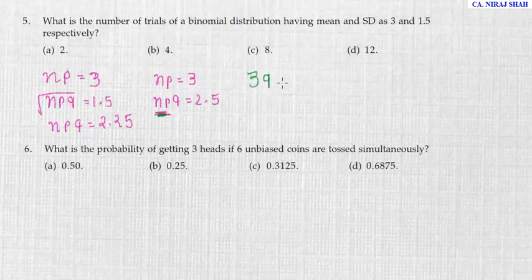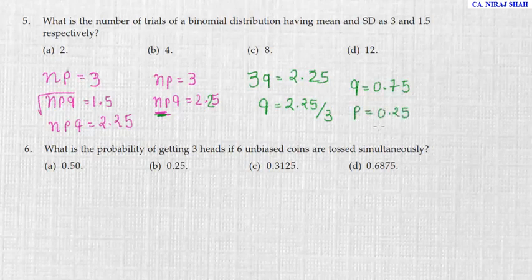So it is 3q is equal to 2.25. So q is equal to 2.25 divided by 3. So q is nothing but 0.75. Now if q is 0.75, then p will be 0.25. Just fill this number into the formula of mean. So n into 0.25 is equal to 3. So naturally n is going to be 3 divided by 0.25, which is nothing but 12. So our answer is B.